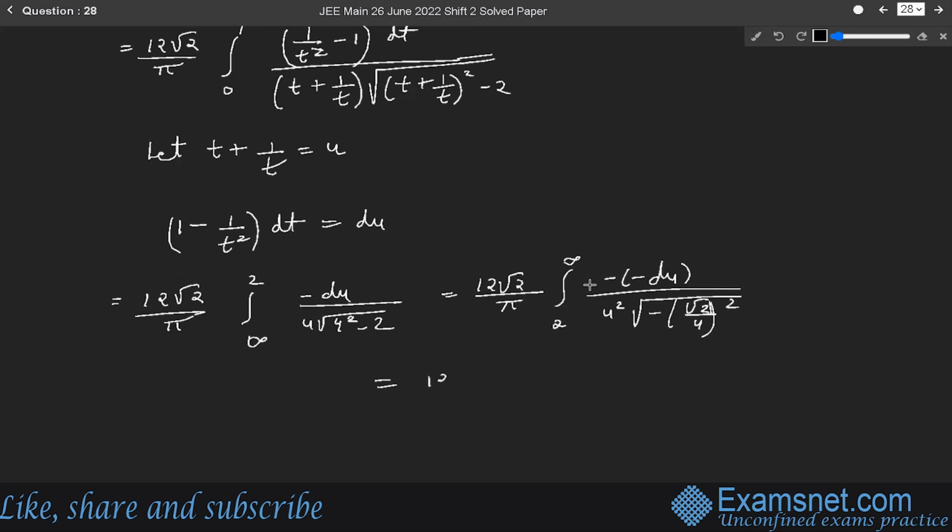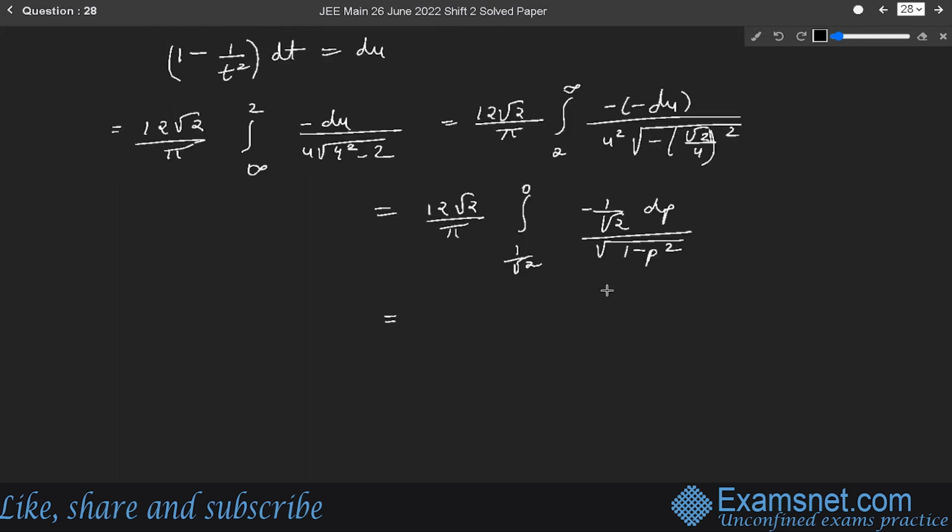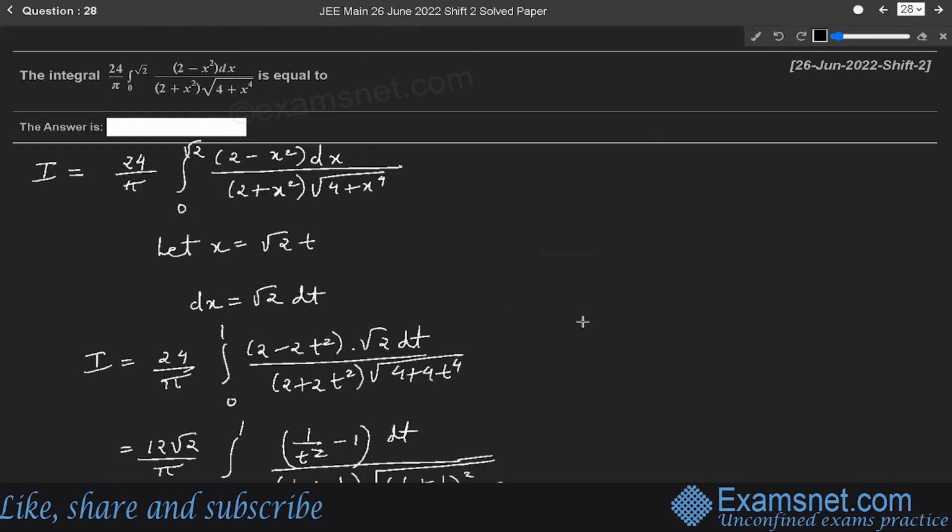So this will be equal to 12 root 2 upon pi, integral from 1 upon root 2 to 0, minus dp divided by under root of 1 minus p square. Therefore, on further simplification, this will be equal to 12 upon pi into sine inverse p, and the limits are 0 and 1 upon root 2. So this will be equal to 12 upon pi into pi upon 4. Pi and pi will be cancelled and this will be cancelled. So the remaining term will be 3. Hence we can say that the correct answer for this question is 3.